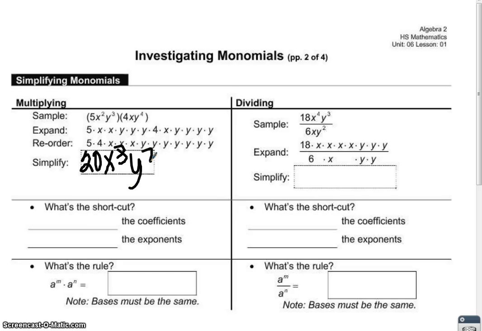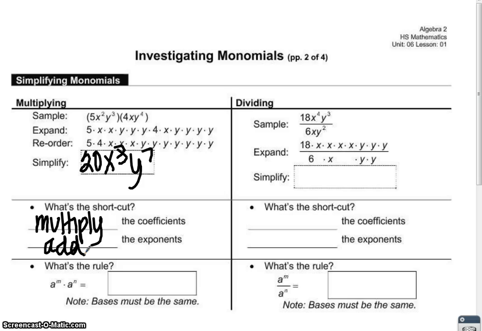Should be 7. So what did we end up doing? It says, what's the shortcut? What did we do to our coefficients, so the numbers in front of the variables? That's right, we multiplied them. And what did I just do with my exponents? You should have said we added them. So my rule for multiplication when it comes to simplifying monomials is I'm going to multiply my coefficients, I'm going to add my exponents. So let's look at the dividing.